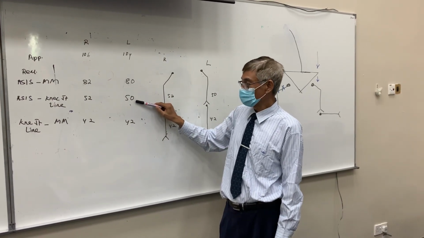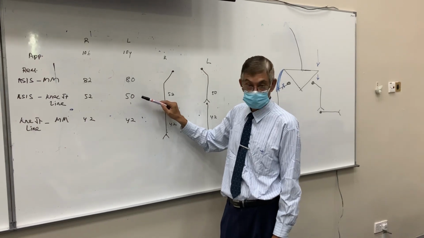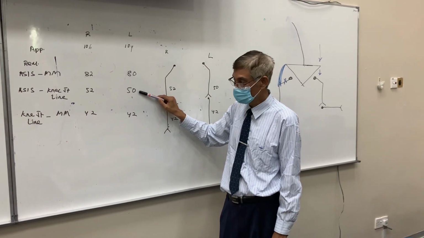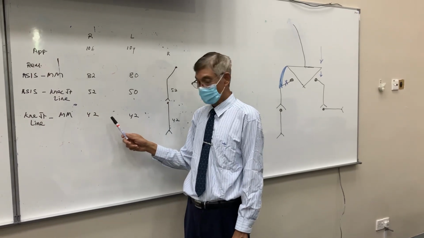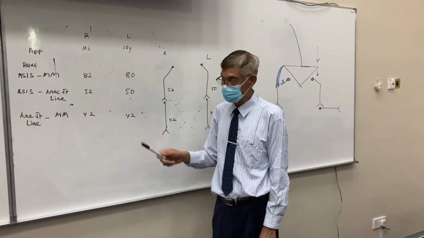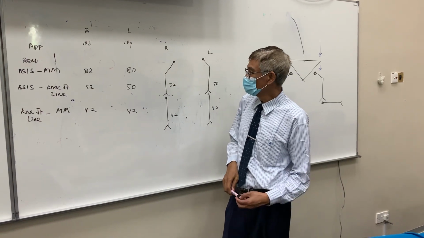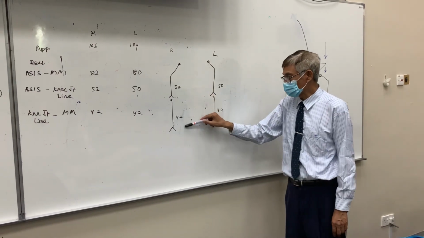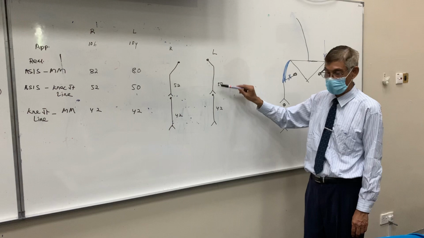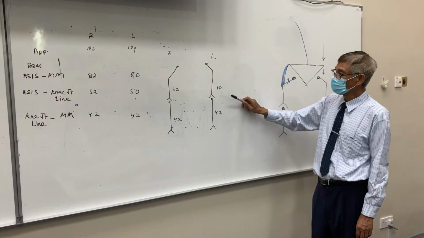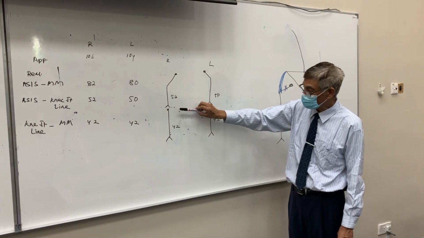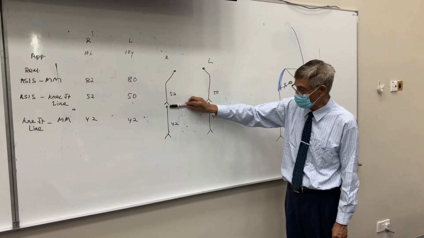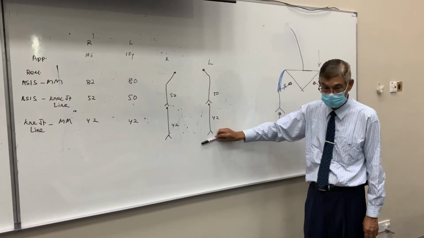Here, ASIS to knee joint line is 50. Knee joint line to medial malleolus is 42. Both sides the same, 42. So, according to the chart, according to the diagram, here on the left side, the below knee to medial malleolus are the same.